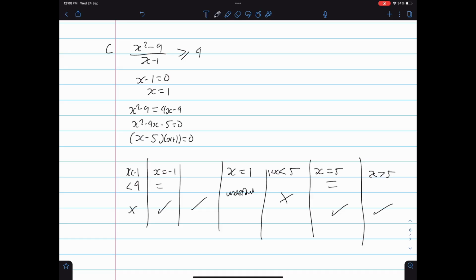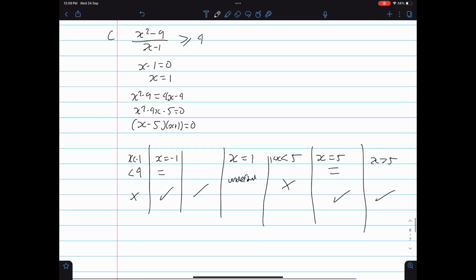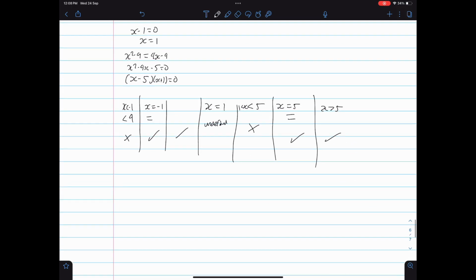You just have to test out a bunch of values, and then it will give you an idea, because you've identified all the critical points, all the regions where there is no significant change. So this tells you that x needs to be greater or equal to negative 1. It must be less than 1, because that 1 is undefined. And then it can be equal to 5, and it can be greater than 5.